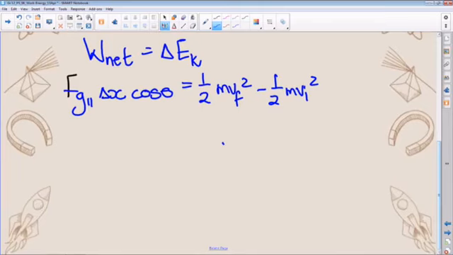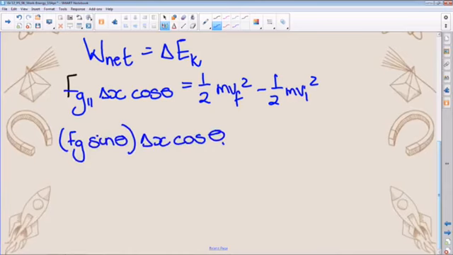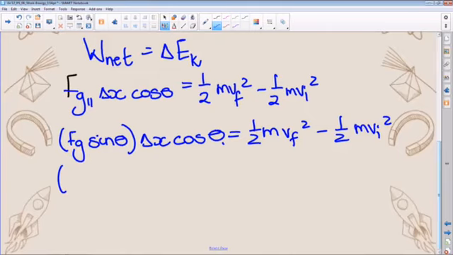So now watch what I'm going to do here. This is actually Fg sine theta, times delta x, cos theta. From here, it's now a substitution problem. So Fg is mass times gravity, and the block was 3 kilograms times 9.8, and here it's sine 20 degrees. Delta x is d, so I'm going to change it to d now, because now I'm doing the substitution.